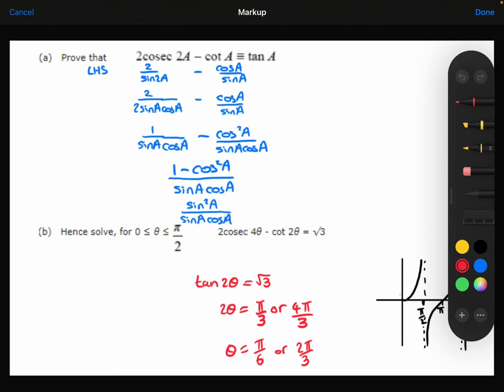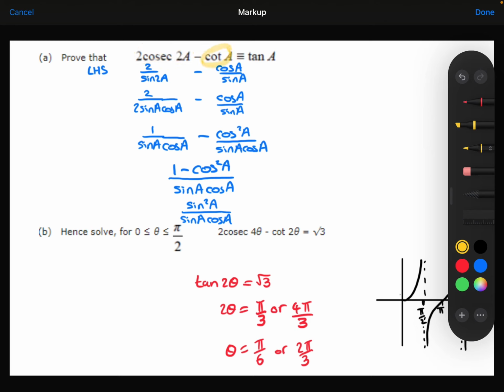Next example. I needed to prove that 2 cosec 2A minus cot A is identical to tan A. So starting on the left-hand side again, because there's more things for me to do here. The cosec, I know that's 1 over sine. So in this case, I will have 2 over sine 2A. This is the same thing as this.